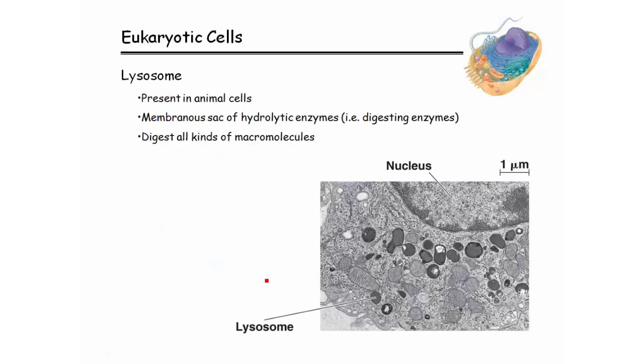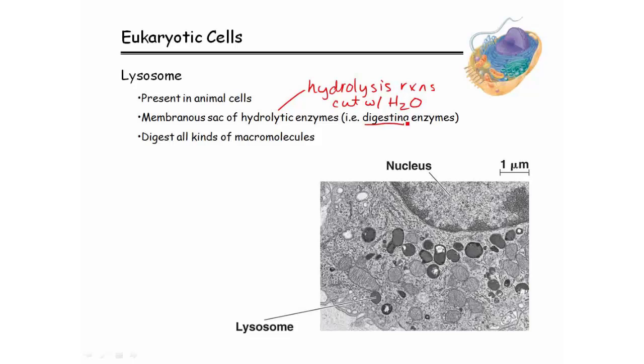We talk about some other endomembrane system components inside a eukaryotic cell. The lysosome is one that you find present in animal cells. So this is going to be specific to animal cells. And this is a membranous sac, which essentially means a vesicle, of hydrolytic enzymes. Hydrolytic enzymes would be enzymes that perform hydrolysis reactions. Now, we talked about hydrolysis reactions in Chapter 5, and hydrolysis means cutting with water. So, in other words, these are digesting enzymes.